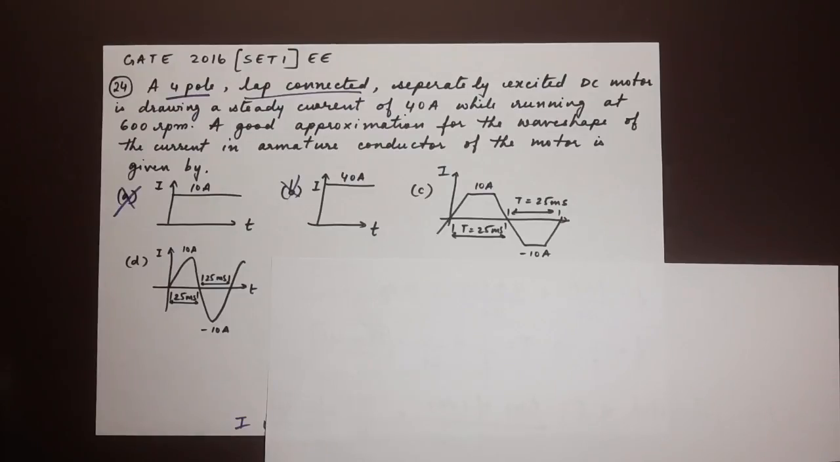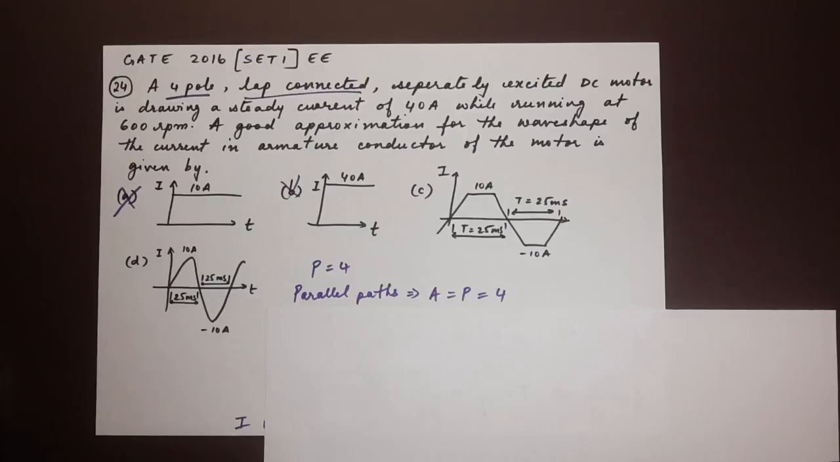So let's begin with what's given to us, a 4-pole. So pole P is equal to 4. Now you see lap connected. Lap connected should tell you that the number of parallel paths is equal to the number of poles. So parallel paths, denoted by A, is equal to 4. The next thing given to us is the speed. Now we have been given that the speed is 600 rpm.